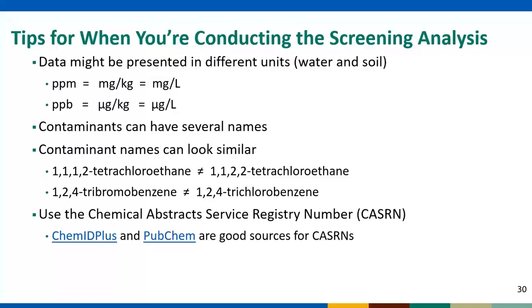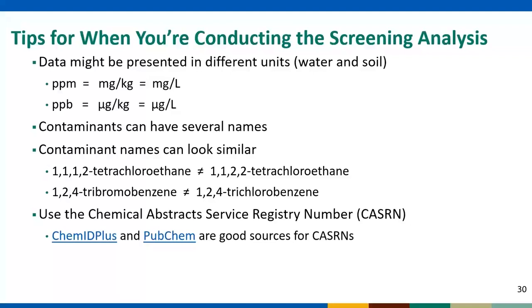Next, 1112 tetrachloroethane is not the same as 1122 tetrachloroethane because the congeners, or the number at the beginning of the contaminant name, are not the same. For 1,2-tribromobenzene and 1,2,4-trichlorobenzene, the congeners 1, 2, and 4 are correct. But 1,2,4-tribromobenzene and 1,2,4-trichlorobenzene are not the same chemical.